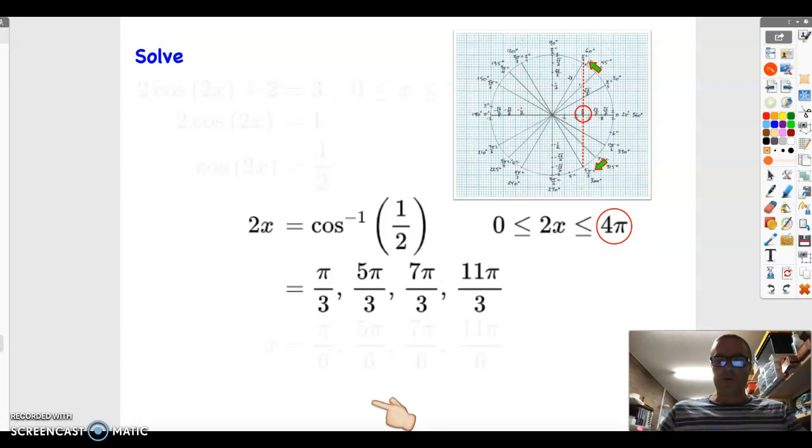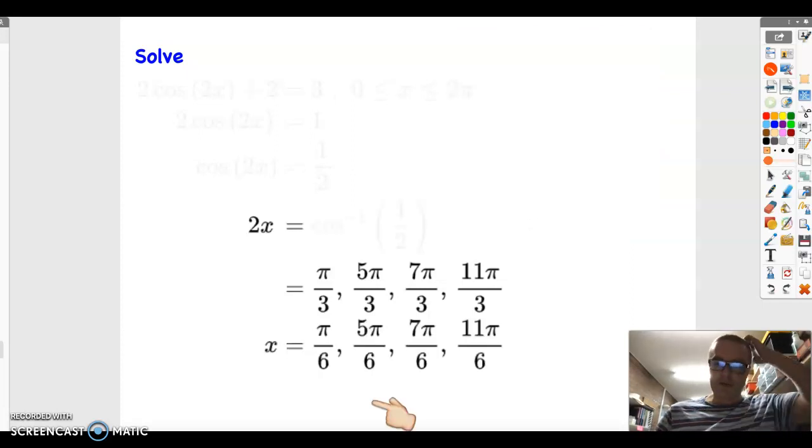In the same place as pi on 3, after we've gone around another revolution, we get to 7 pi on 3. And with our second solution, 5 pi on 3, by the time we've gone around another 2 pi radians, we come to another solution, which is 11 pi on 3. That will take me to 4 pi. So I've gone around the unit circle twice. Now we can see that we've got 4 solutions to our equation.